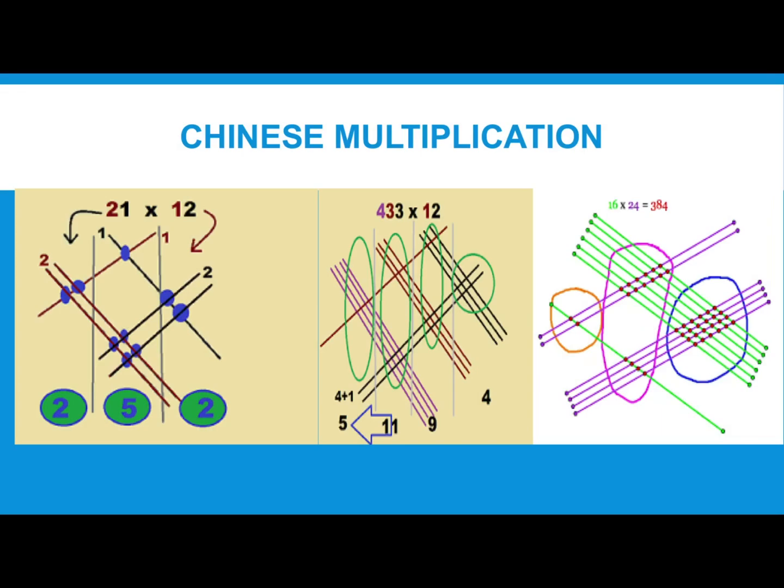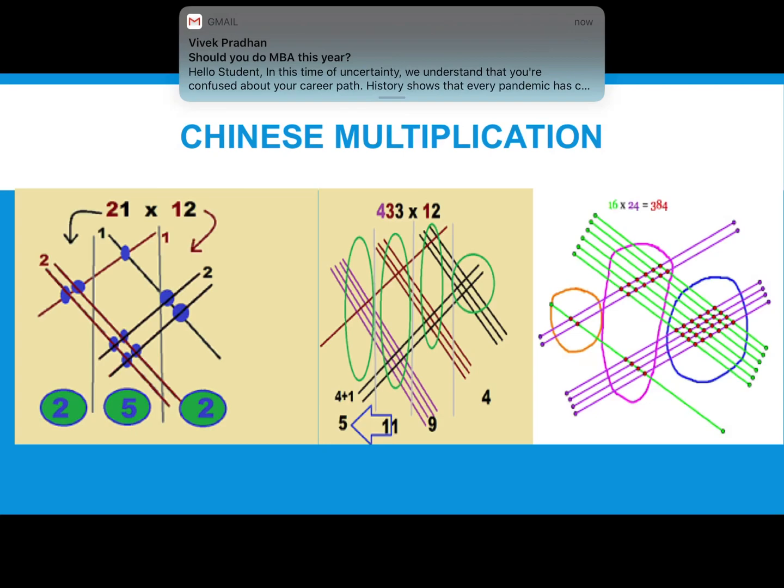It's a very good another way of doing multiplication, and it is Chinese multiplication. The first one I am showing here is 21 into 12. In 21, the ones place is 1, so you have to draw one line, and 2 is in the tens place, so draw two lines. In 12, 1 is in the tens place, so draw one line, and 2 is in the ones place, so draw two lines. And just where their lines meet, you draw a point or circle.